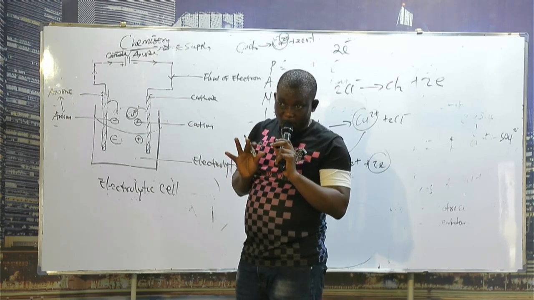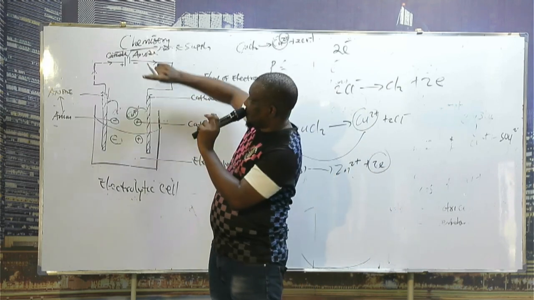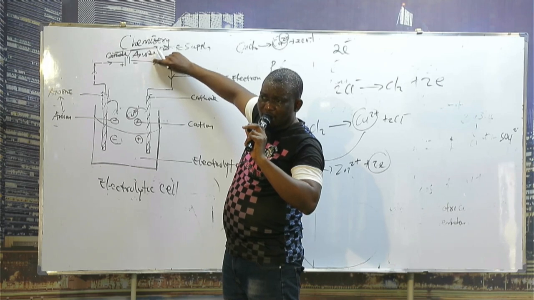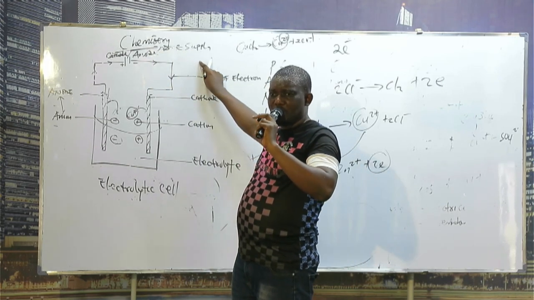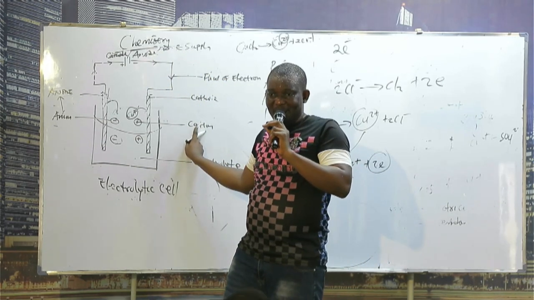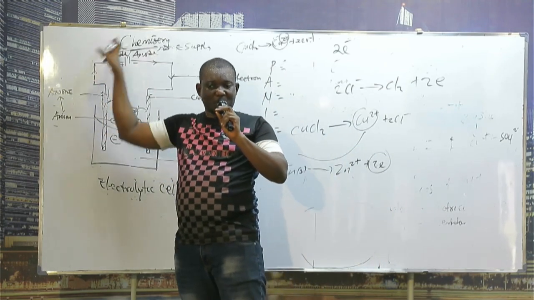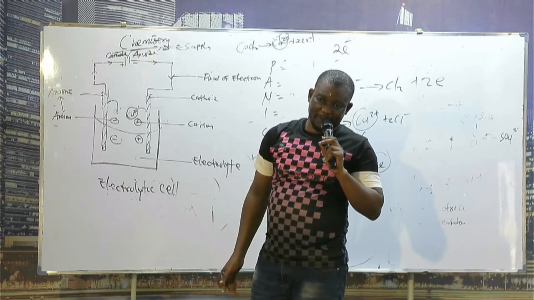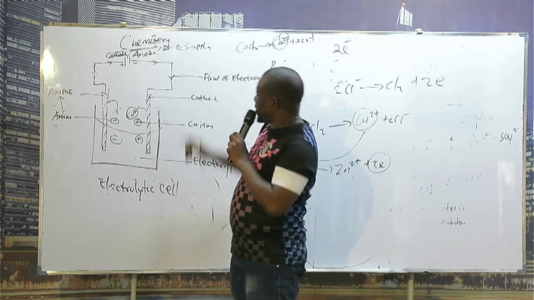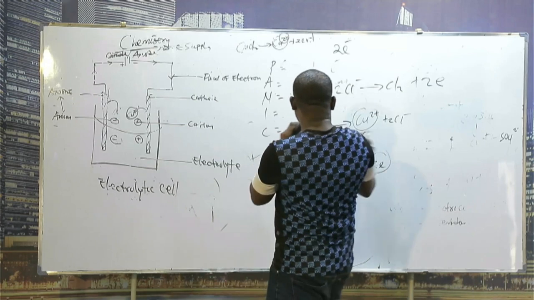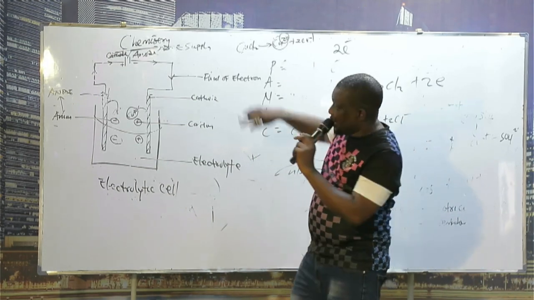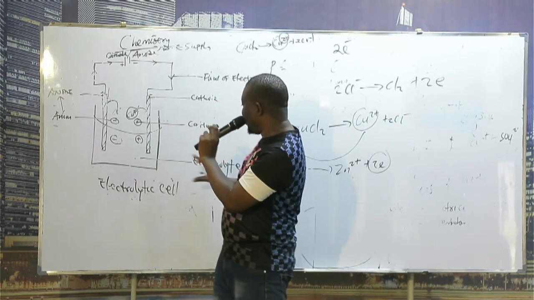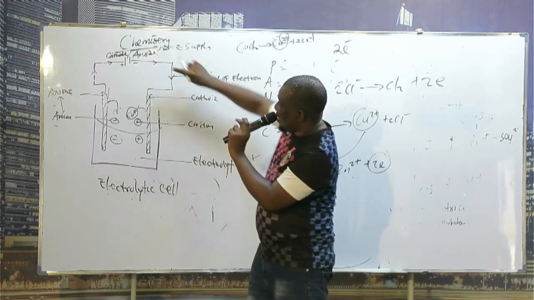Current enters like this, clockwise here. Electrons enter anti-clockwise. Now the current, the 2e from the zinc, the electricity that was required to decompose this electrolyte, enters from where?